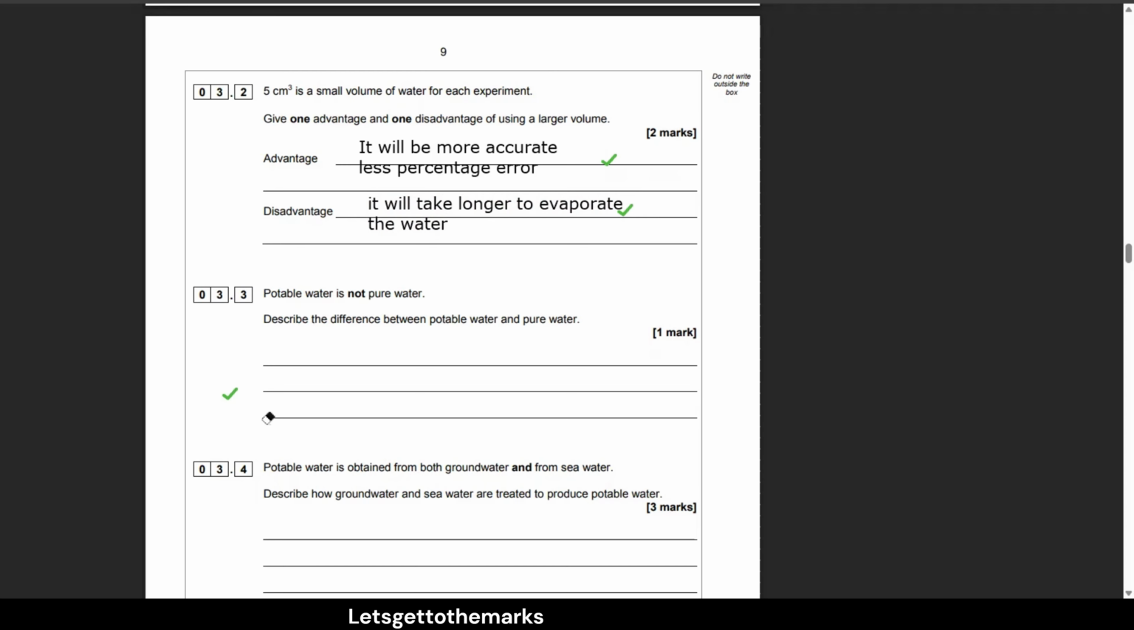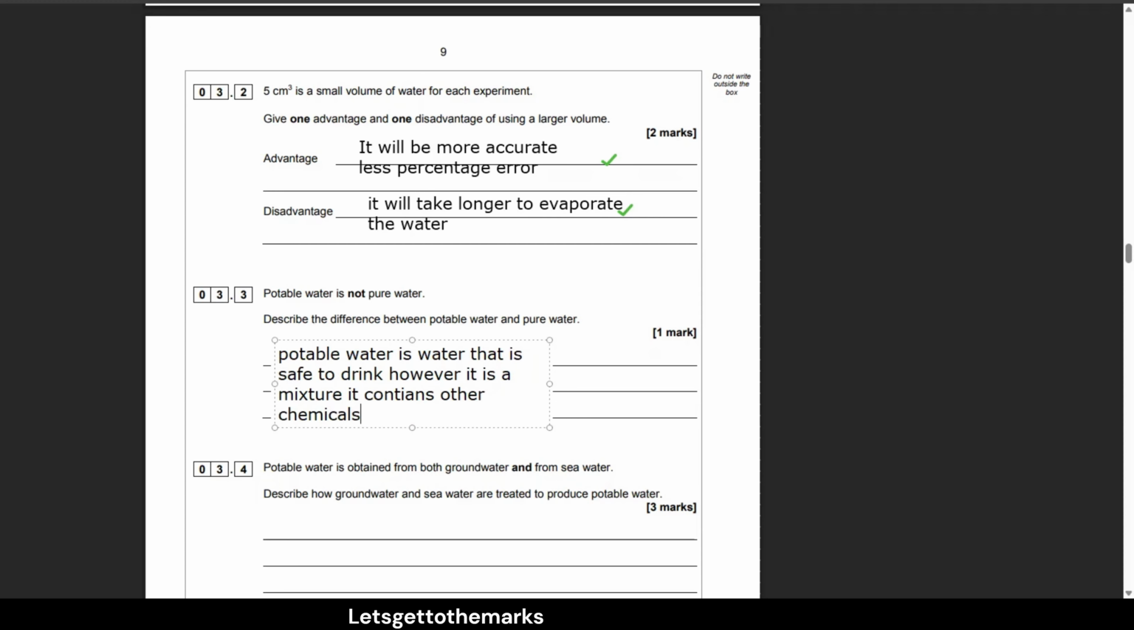Now, 3.3, potable water is not pure water. Describe the difference between potable and pure water. So what's the definition of potable? Potable water is water that is safe to drink. However, it is a mixture. It contains other chemicals.